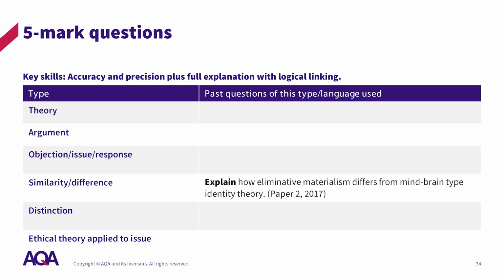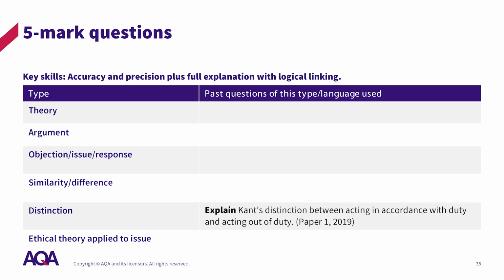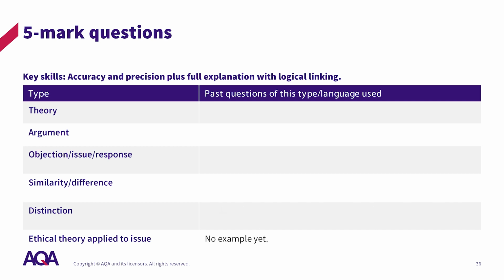Similarities and differences can be requested, such as this question from 2017 asking students to explain how limited materialism differs from mind-brain type identity theory. In a similar vein, distinctions can be requested, such as Kant's distinction between acting in accordance with duty and acting out of duty. Although there are no examples of 5-mark questions requesting an ethical theory be applied to an issue, there is no reason a question like this couldn't be asked.